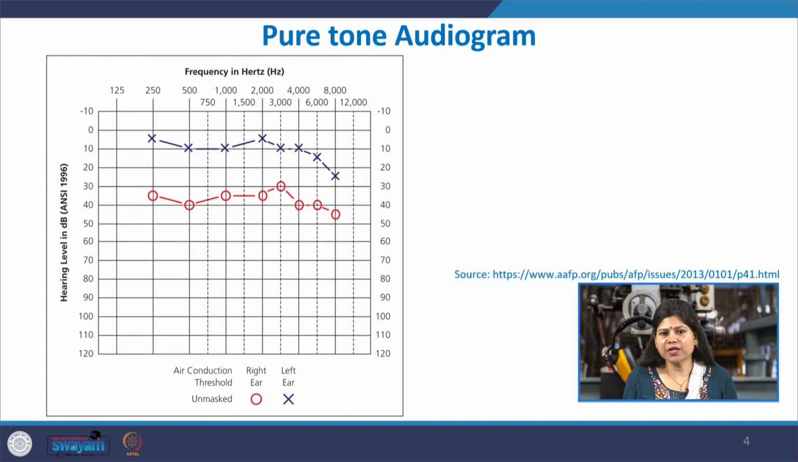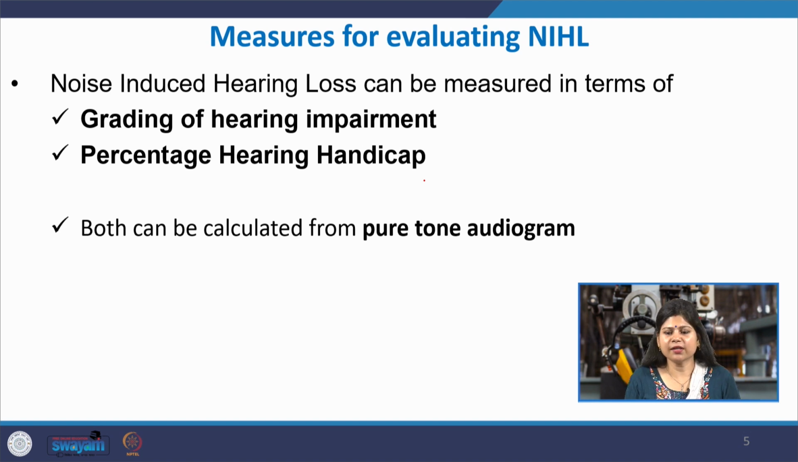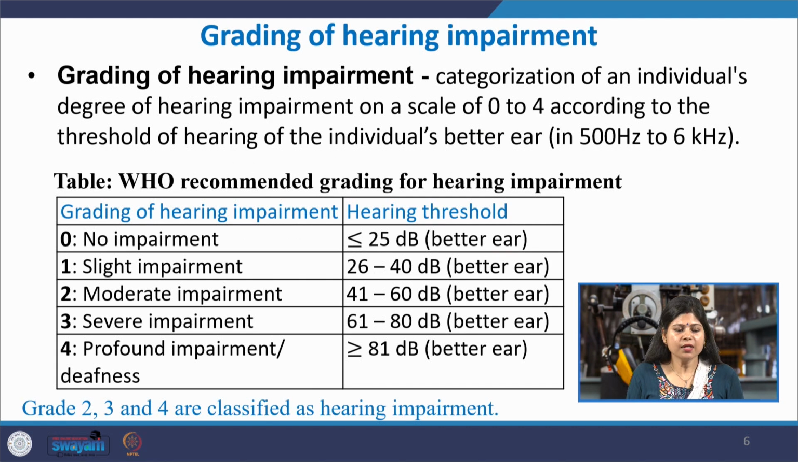Now we have obtained this audiogram and we want to make an assessment or evaluate the extent of noise induced hearing loss in a particular population. Let us say we are trying to assess an occupational environment or some industrial setup, to see how dangerous the noise exposure levels are. So, we evaluate the NIHL. How do we evaluate based on this audiogram data? There are two measures that can be used. One is finding the grading of hearing impairment. The other is the percentage hearing handicap, and both of them are calculated from the pure tone audiogram that is obtained.